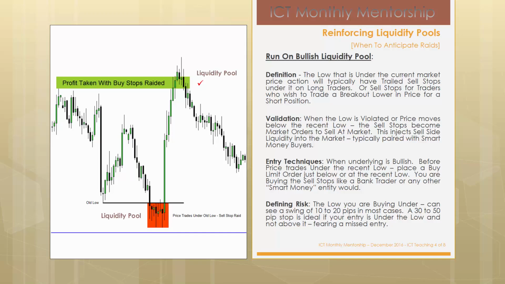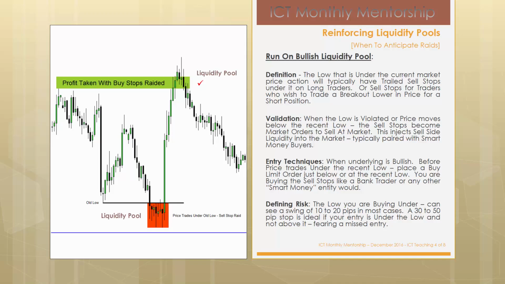And here's the thing. If it starts moving beyond 25 pips, I think is a fair assessment, below the low, it's probably not just a stop run. You're probably looking at a much further decline. So when do we anticipate these stop runs?